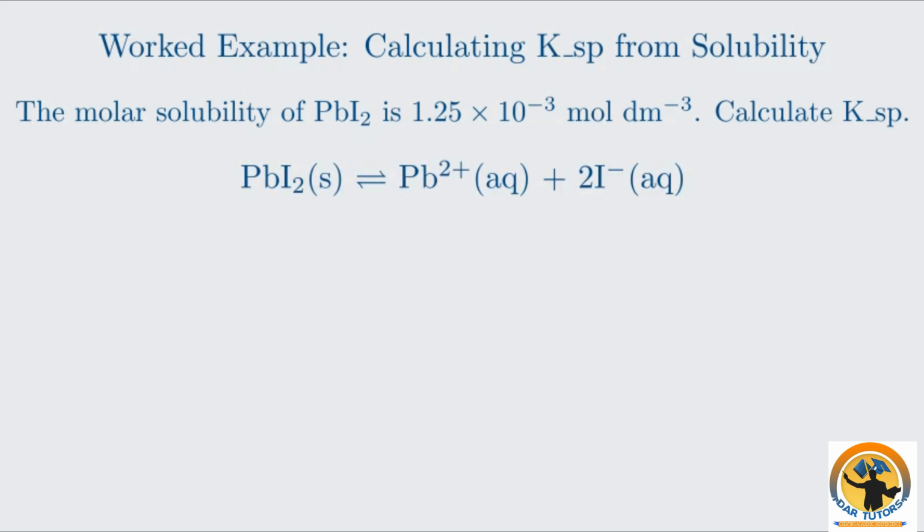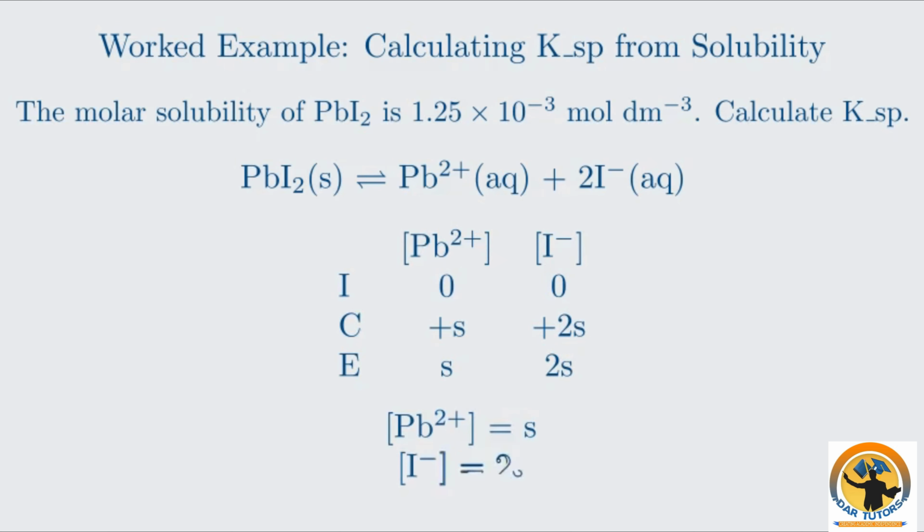Now for our ICE table, which relates the known solubility S to the ion concentrations. The change is +S for Pb2+ because its coefficient is 1. But it's +2S for I-, because its coefficient is 2. This 1:2 ratio is absolutely critical.